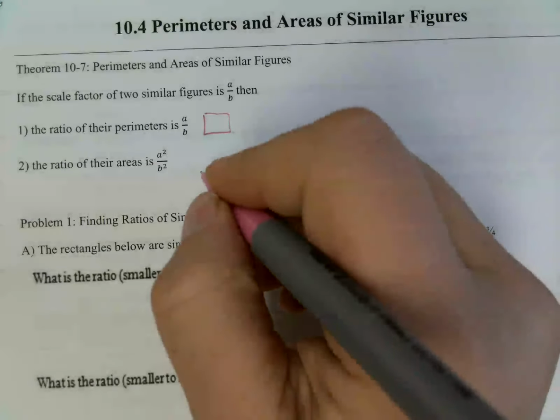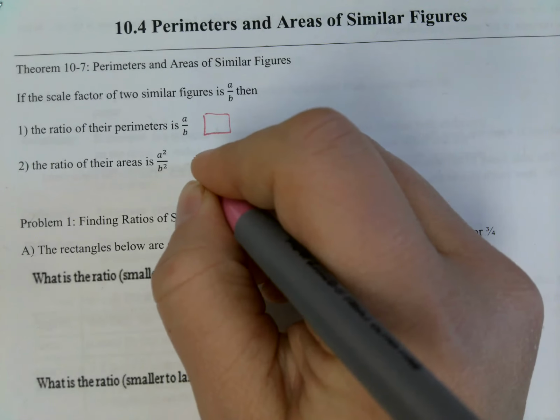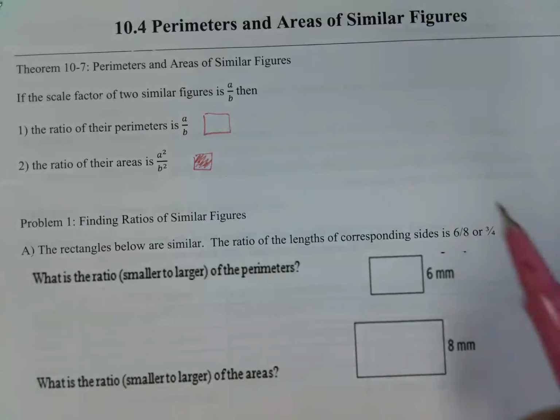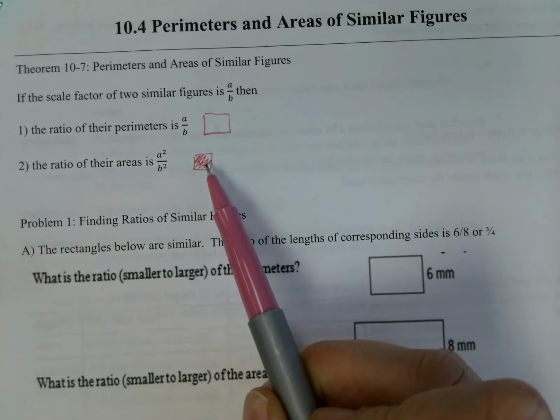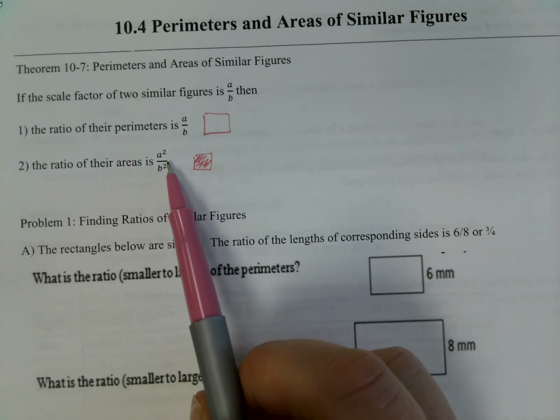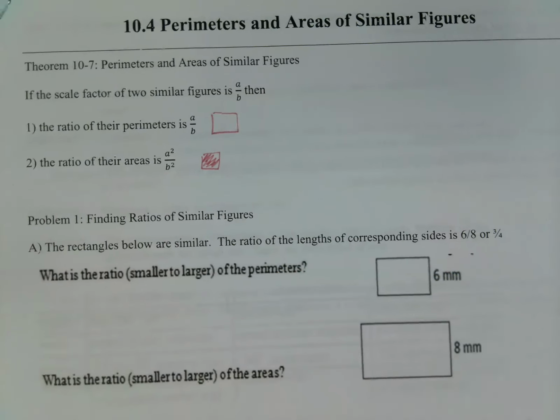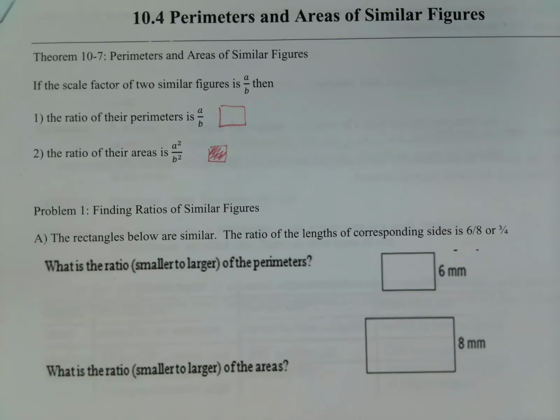Now when you're talking about area, you're comparing the whole thing on the inside. Area is always squared. So that means the area ratio is going to be squared. Those units and that number are squared. The best way to understand this is just getting into it.